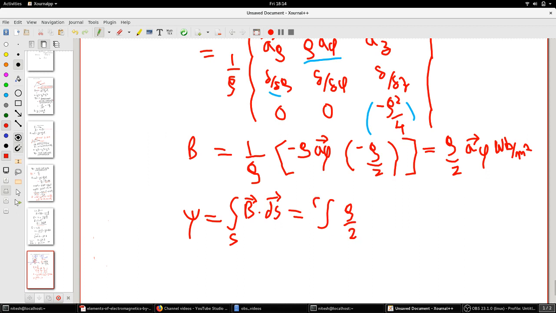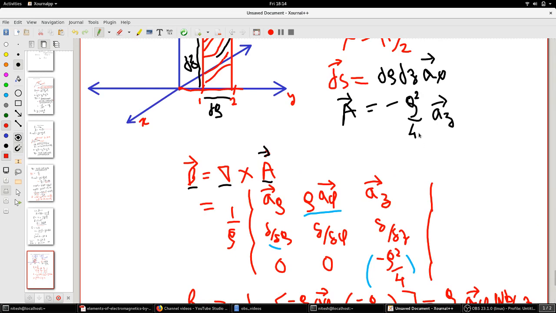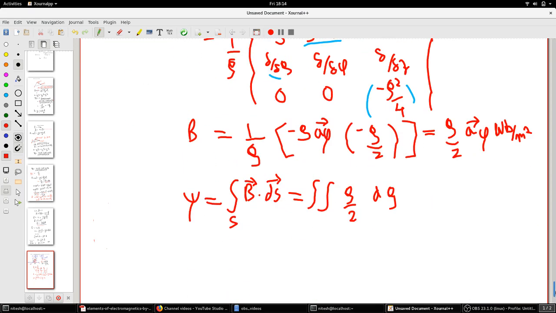So you will have two integrals because it's a surface integral. So rho by 2 into ds is d rho. It's a dot product. So ds is given as d rho dz a phi. So a phi dot a phi will go to 1, and you will have a d rho dz.